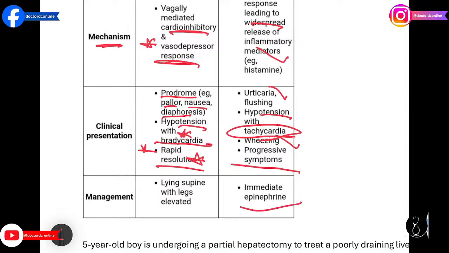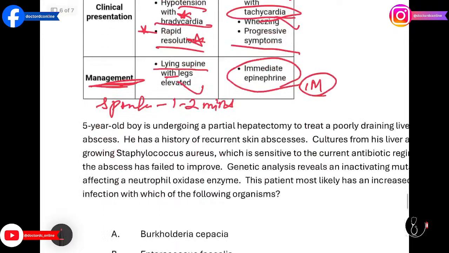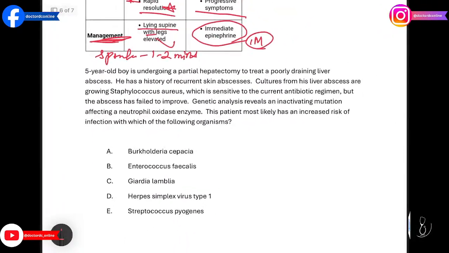For the management, we are giving immediate intramuscular epinephrine in anaphylaxis reaction, and for stress-induced vasovagal syncope, we have to make the patient lie supine with legs elevated and it will spontaneously resolve within 1 to 2 minutes. Now we are moving to our next question.